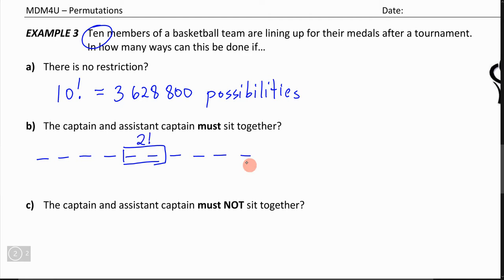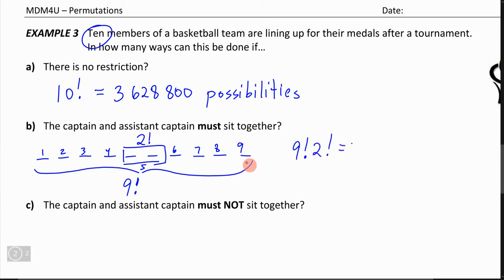The captain can be on the left and the assistant can be on the right, or the assistant can be on the left and the captain can be on the right. For everyone else in the team, there are just 9 units to arrange, so it's going to be 9 factorial. So we're looking at 1, 2, 3, 4, 5, 6, 7, 8, 9 possible items to arrange. In this particular case, I'm looking at 9 factorial times 2 factorial, which is 725,760 possibilities.